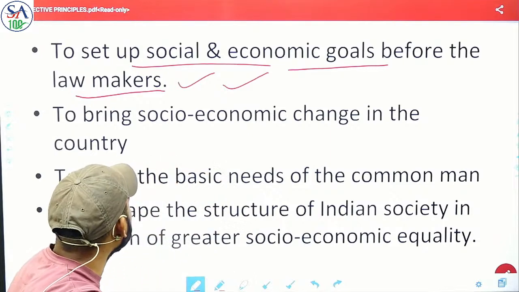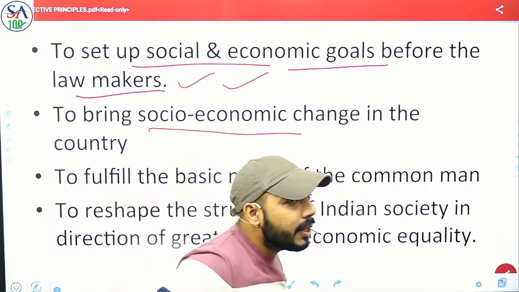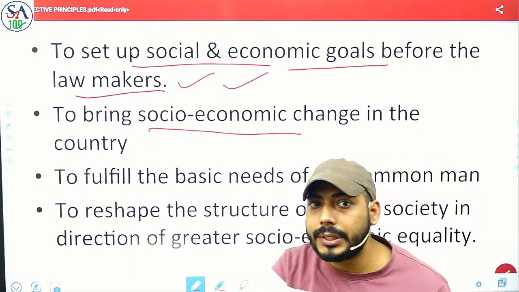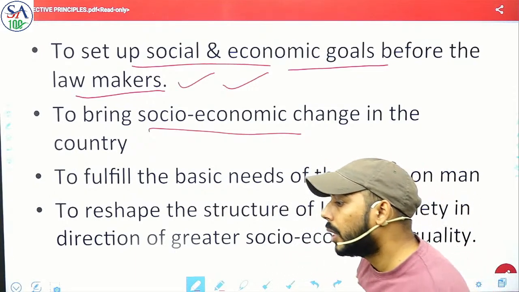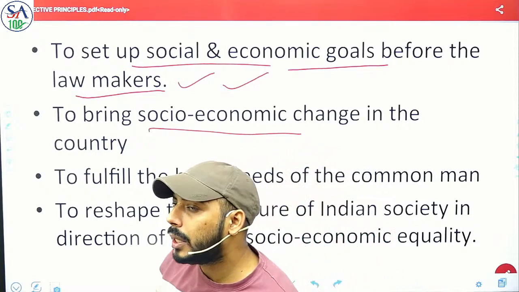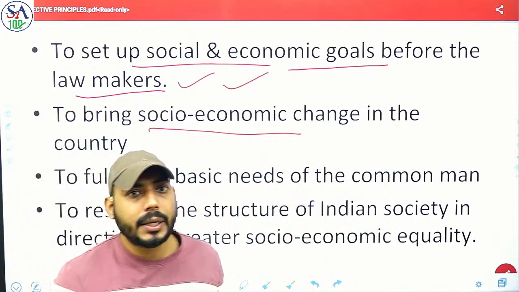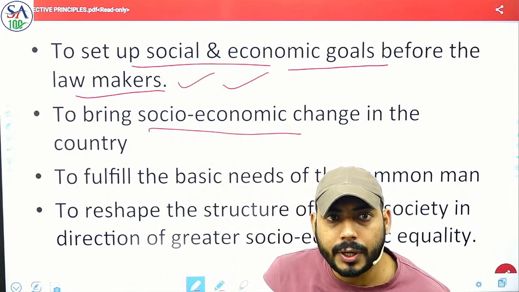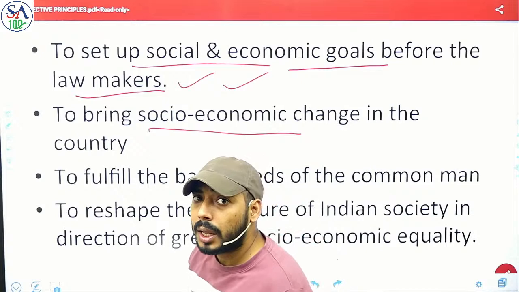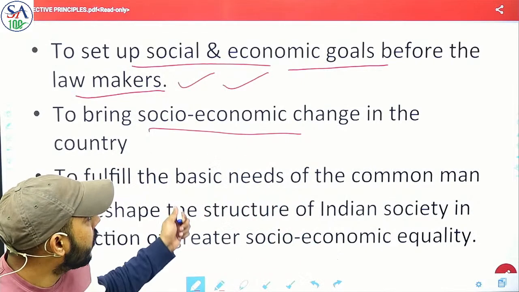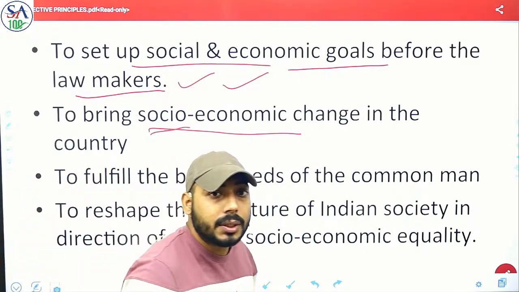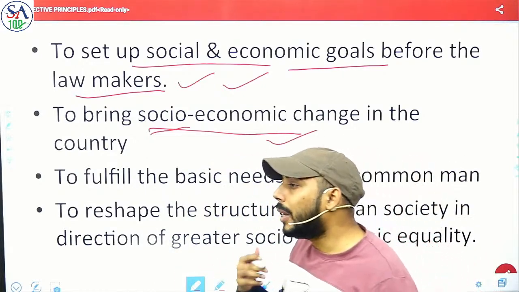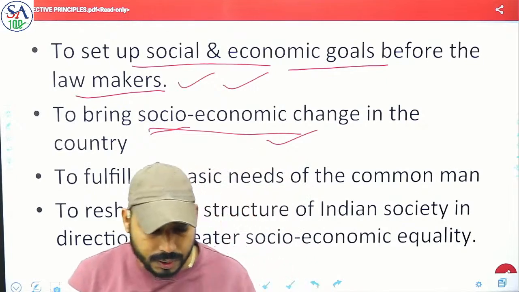Next important thing is to bring socio-economic change in the society. For instance, right now we are seeing that there is a large scale inequality in the society. A lot of people are living below the poverty line. So these changes are part of the social changes as well as of economic changes. So government has to focus on these things.